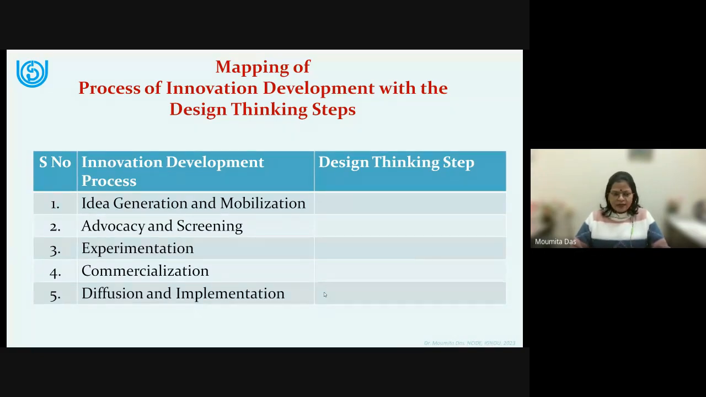Okay, so can anybody give me the design thinking step or steps for the idea generation and mobilization? What are the design thinking steps? Anybody? So there are 5 steps of design thinking. What steps would fit into idea generation and mobilization? Yeah, please.